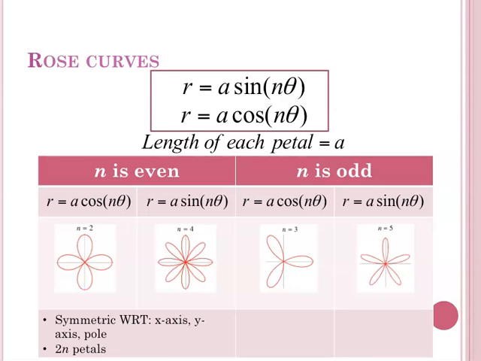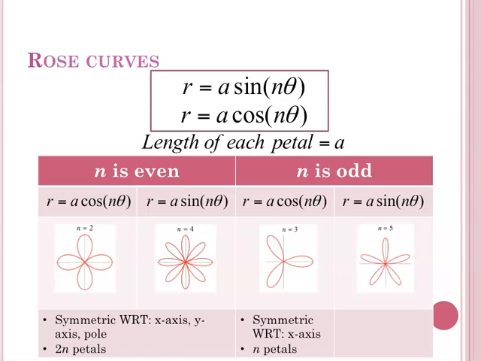All right, and the two graphs that are on the right, we have r equals a times cosine n theta, r equals a times sine of n theta, where n equals 3 for the cosine graph and n equals 5 for the sine graph. Now, the symmetry is going to be different depending on whether you're looking at cosine or sine. So for the graph with cosine, we're going to have symmetry with respect to the x-axis. And then the number of petals is simply going to correspond to whatever n is. So in this case, n is 3, so there are 3 petals.